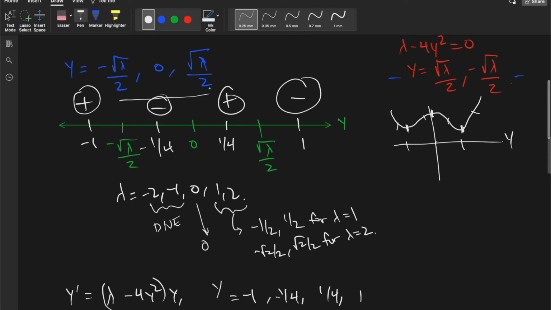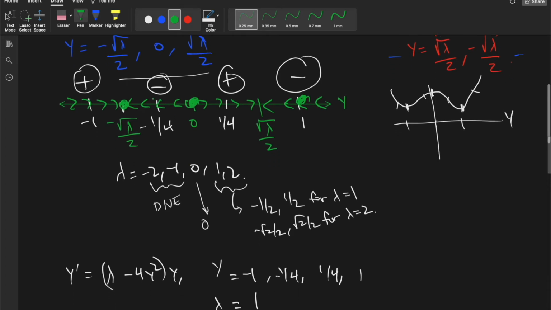So what that means is that since it's positive in this range, that means before this critical point, our function for y is increasing. So I'll put our greater than symbols because it's increasing. And the same for here, it increases between 0 and root lambda over 2. But for negative, it's the opposite, so it's decreasing here. This is basically what our phase diagram is. So let's just redraw it right here.